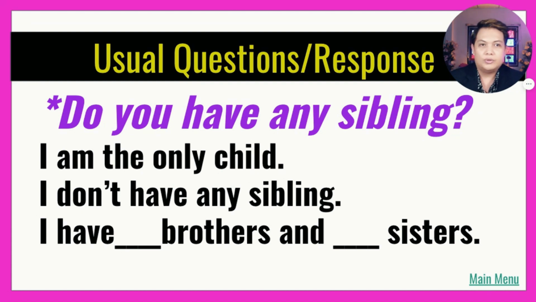If you don't have any sibling, you could also say, I don't have any sibling. Or if you have brothers and sisters, you can count them, not including you, excluding you. You could say, I have 3 brothers and 2 sisters. Or if you only have brothers, you could say, I have 3 brothers. Or you could say, I have 2 sisters. So it means you don't have any brother, right?